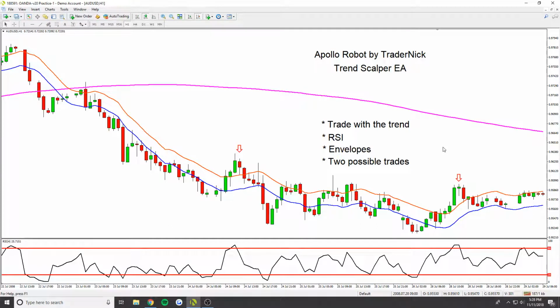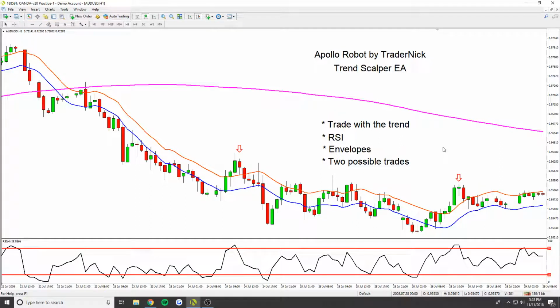Today I'm going to be talking about the Apollo robot. Now the Apollo robot is a trend scalper robot that I created. It's an expert advisor and it works in the MetaTrader 4 platform. So what this robot essentially will do is take trades in the direction of a trend when price is pulling back after an extension. So we are going to bank on a trend continuation to make our profits.